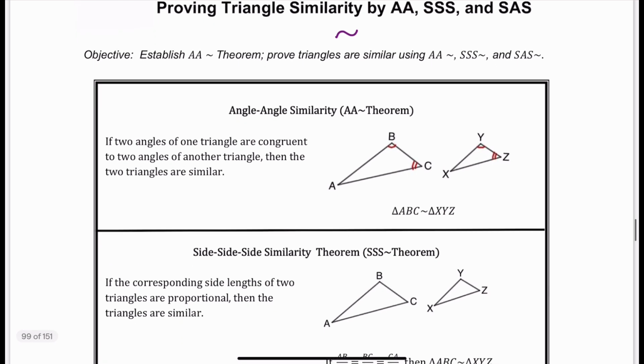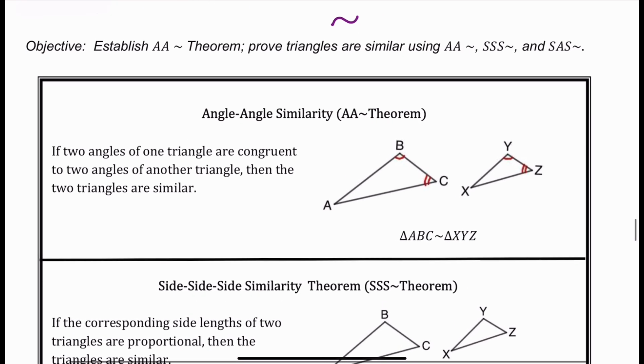Our first similarity theorem is the angle-angle similarity theorem. If two angles of one triangle are congruent to two angles of another, so we have B is congruent to Y and C is congruent to Z, then the two triangles are similar. So if you have two angles that are congruent in a triangle, the two triangles are similar. So this says triangle ABC is similar to triangle XYZ.